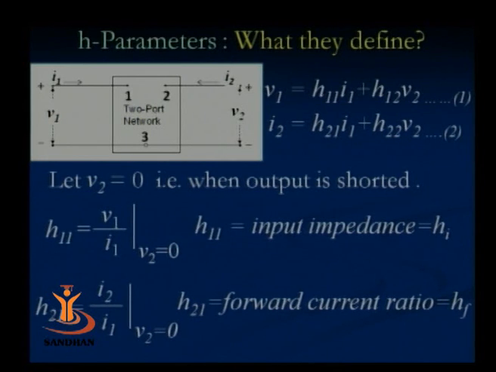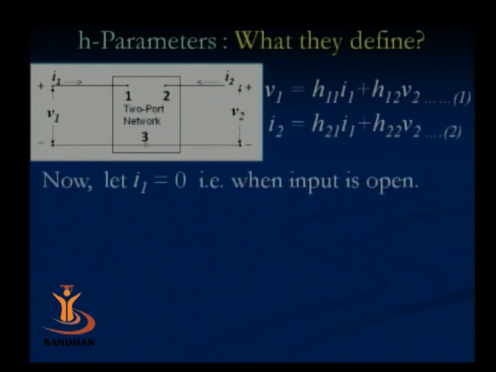Once again, H stands for the H parameter and F stands for the forward current ratio. Now let us see another two parameters. Now let I1 equal 0, that is, when the input is open. We make the input circuit open, so that the current I1 becomes 0.